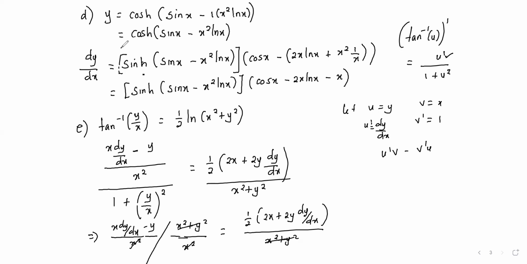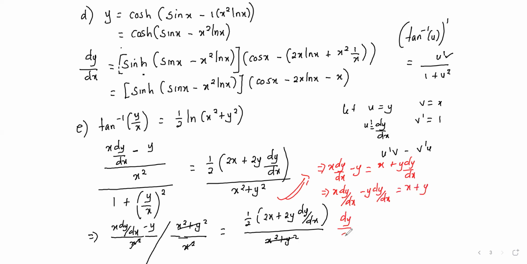So it's going to be equal to x dy/dx minus y equal to, when I multiply half by 2x, I'll get x plus y dy/dx. So now I put things together. We have x dy/dx minus y dy/dx is equal to x plus y. Then factor out dy/dx, which is going to be equal to x plus y, and then you divide by x minus y. This will be our final solution.